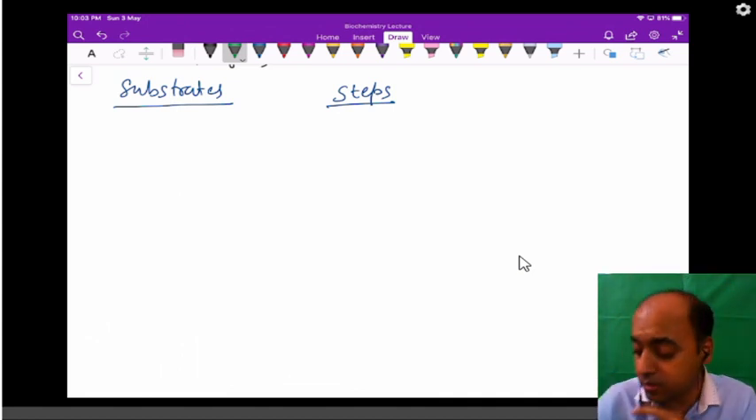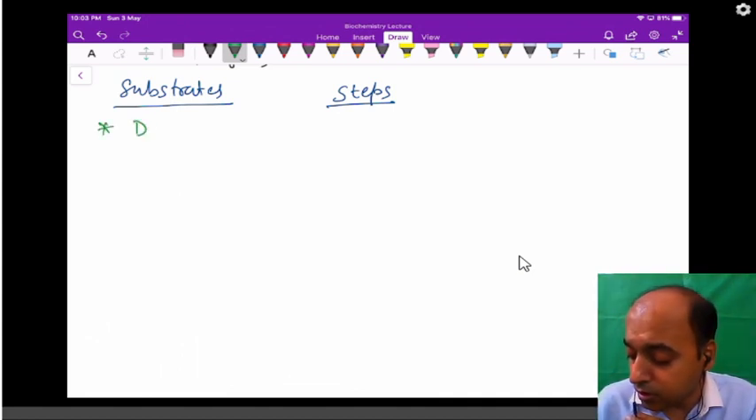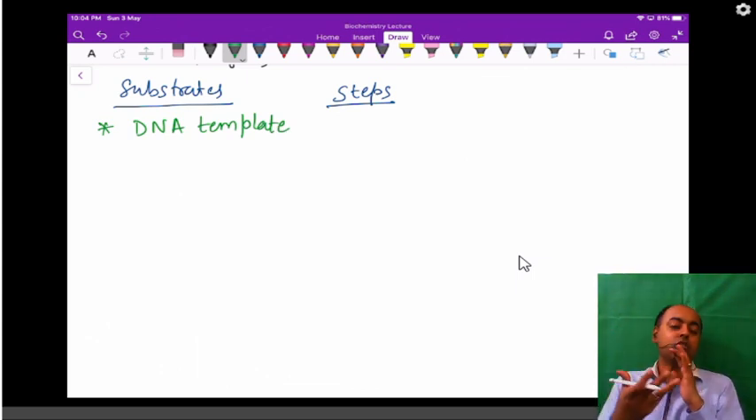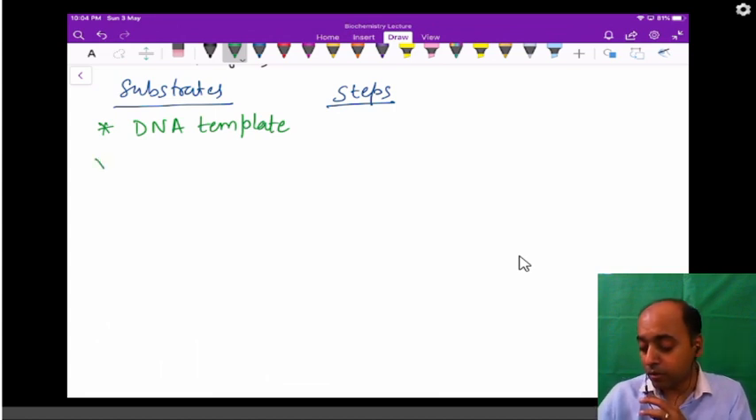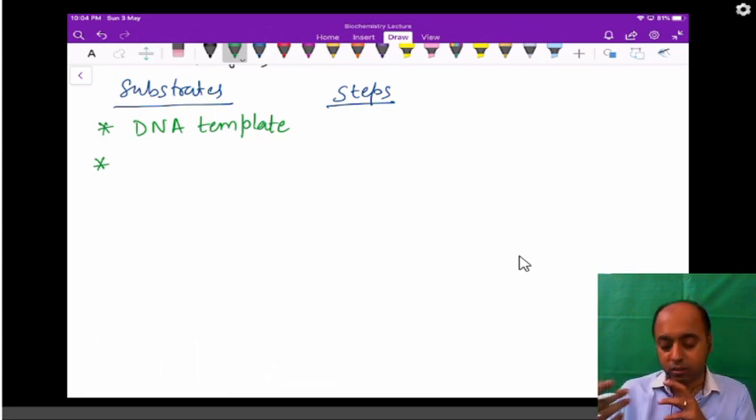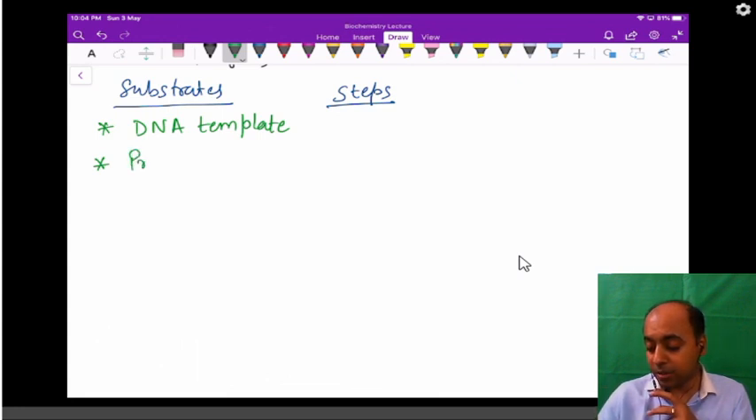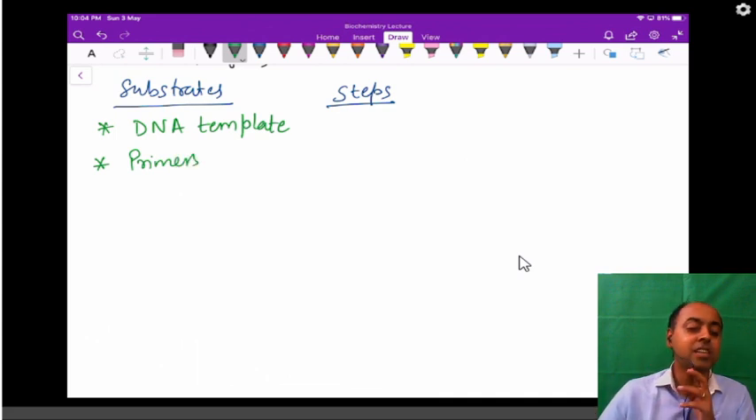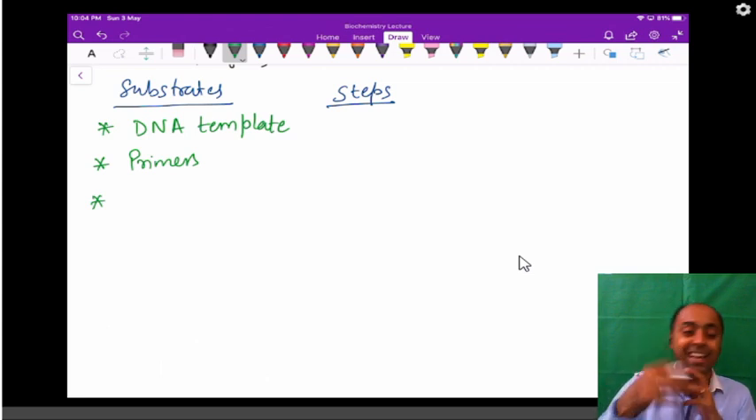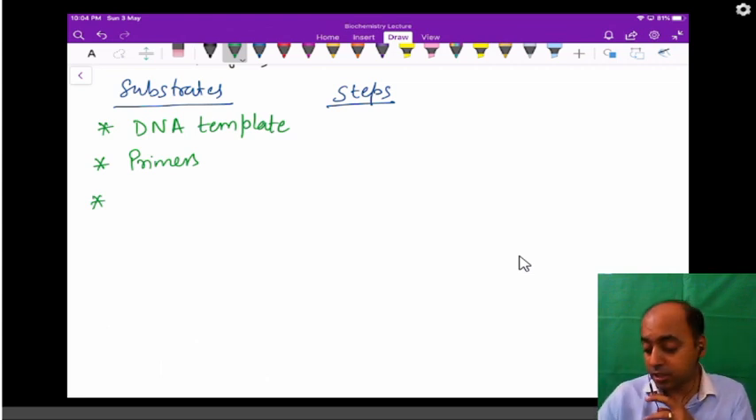So coming to substrates, you must have the template DNA for which you want to do the polymerase chain reaction. If template DNA is not there, then you cannot work. It is the basis on which the new DNA will be formed. To identify the segment in this DNA template which you want to carry out PCR on, you must be able to identify a certain segment. So you must have the primers. Once you have these two, then you will require the enzyme which will participate in the polymerase chain reaction.